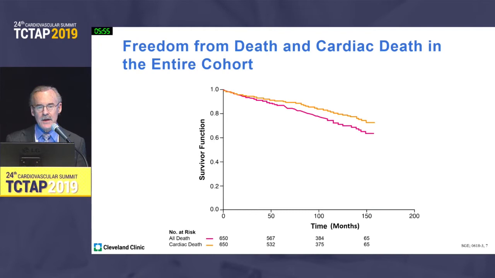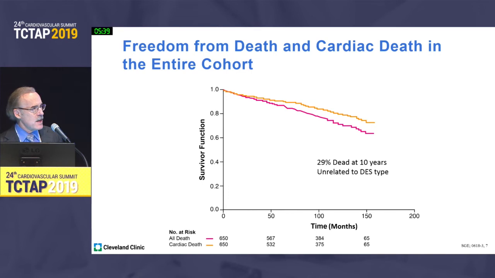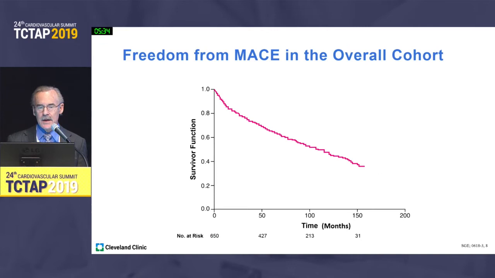In the entire cohort, we'll get to pre-diabetics in a minute. In the entire cohort, this slide shows freedom from death and freedom from cardiac death. So 29% of our patients died at 10 years. This was unrelated to DES type. I didn't mention, about half the patients got Cypher, and about half the patients got second-generation DES, principally Xience. This is freedom from MACE in the overall cohort. So about 50% of patients had MACE at 10 years, 20% in the first 2 years, and about 4% per year thereafter. And this was unrelated to DES type, although if we had more patients, perhaps we would have seen a difference.